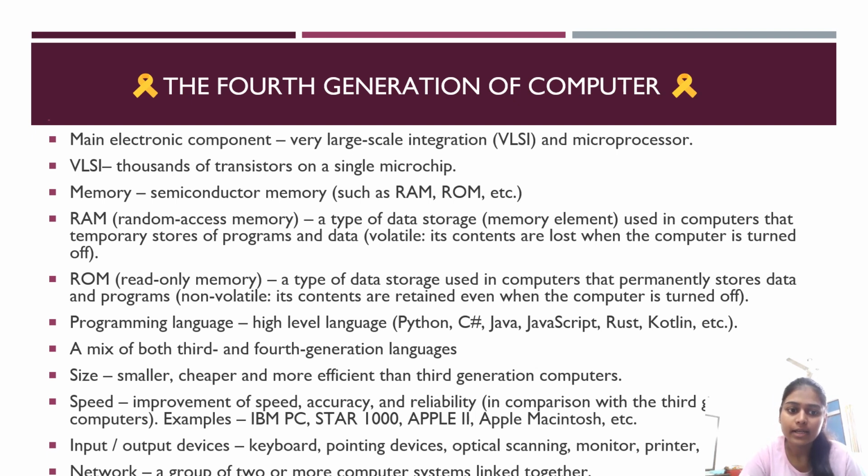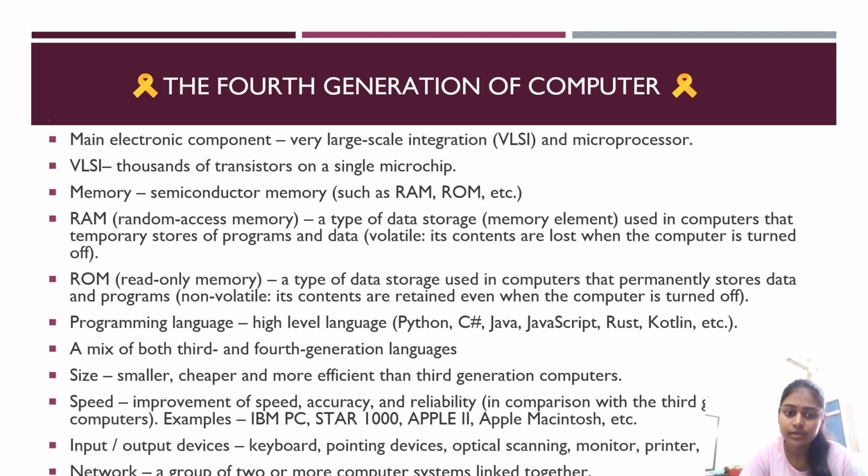RAM, random access memory, a type of data storage or memory element used in computers that stores temporary programs and data. It is volatile, its contents are lost when the computer is turned off. ROM, read-only memory, a type of data storage used in computers that permanently stores the data and programs. It is non-volatile, its contents are retained even when the computer is turned off.